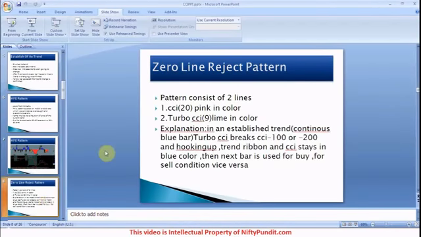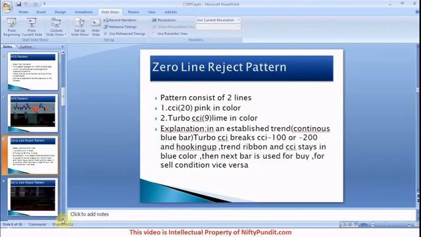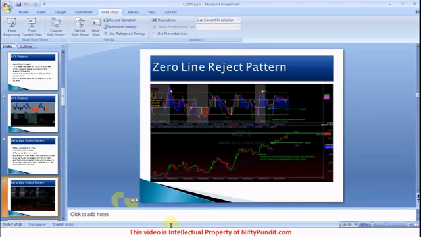This is my favorite pattern, the zero line reject pattern. It consists of 2 lines, the same CCI 20 in pink, and turbo CCI 9 in lime. The explanation: in an established trend, with continuous blue bars, turbo CCI breaks minus 100 or 200 and hooks up. Let's see that.